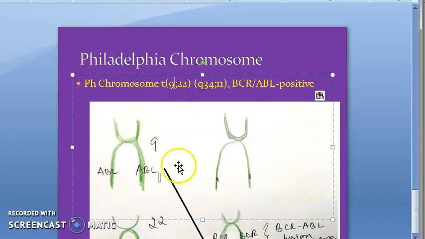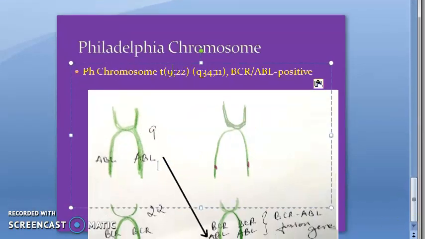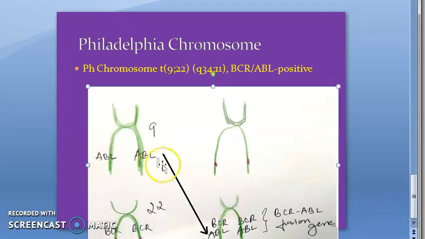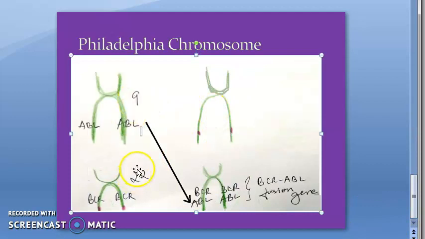Now what happens? There are two chromosomes involved. Which are the two chromosomes involved? 9 and 22. So here you can see 9 and 22 are involved. This is normal how it should be. ABL on 9 and BCR on 22. Chromosome 22 should have BCR. Chromosome 9 should have ABL. But what happens? In the Philadelphia chromosome, this ABL portion from 9 comes and sits on 22. So there is a BCR-ABL fusion gene. So BCR-ABL becomes positive in this person.